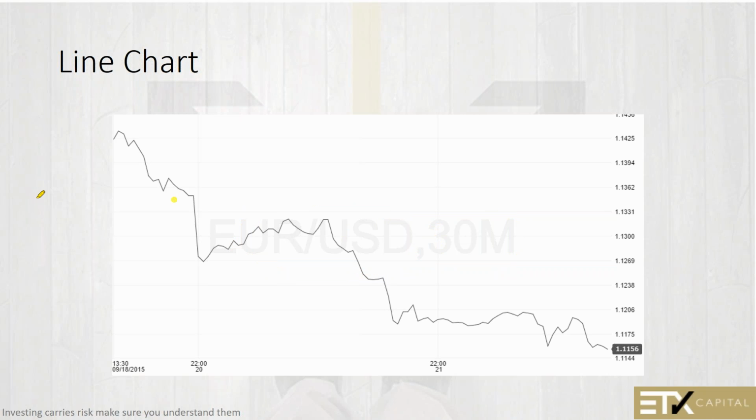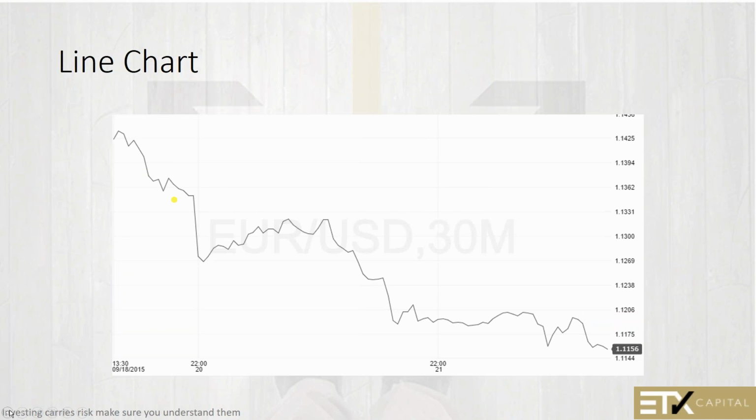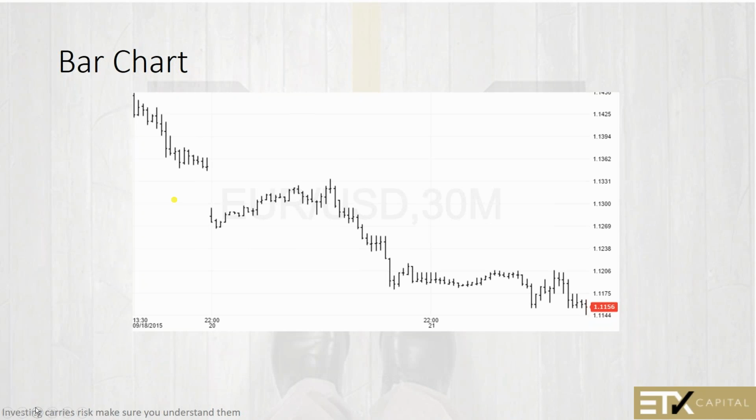From the line chart, we go to my favorite, which is the bar chart. Now, what we're looking at is the bar chart for the same time, for the same asset, for the Euro-US dollar 30-minute as you were looking at on the line chart. But as you can see, the bar chart gives you a much better visual understanding of price movement. And that's what charts are. Charts are visual depictions of price action.